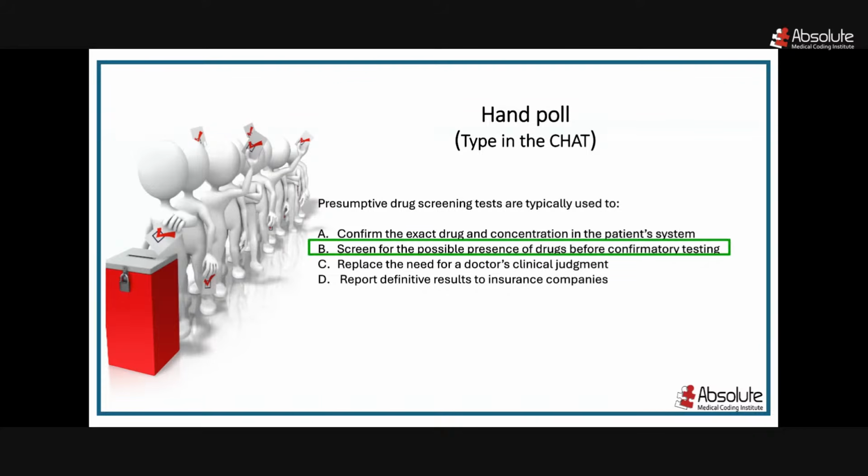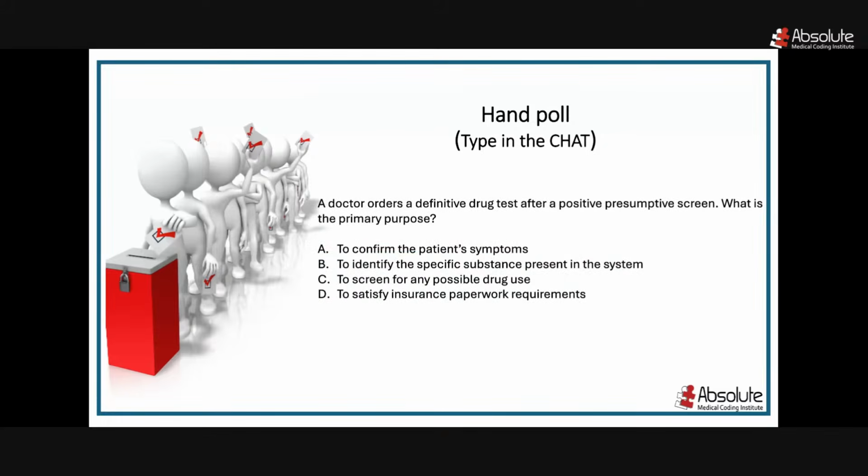The correct answer is, of course, option B, screen for possible presence of the drugs before you do confirmatory testing. And that confirmatory testing is your definitive drug testing. Okay, let's move on to the next one.